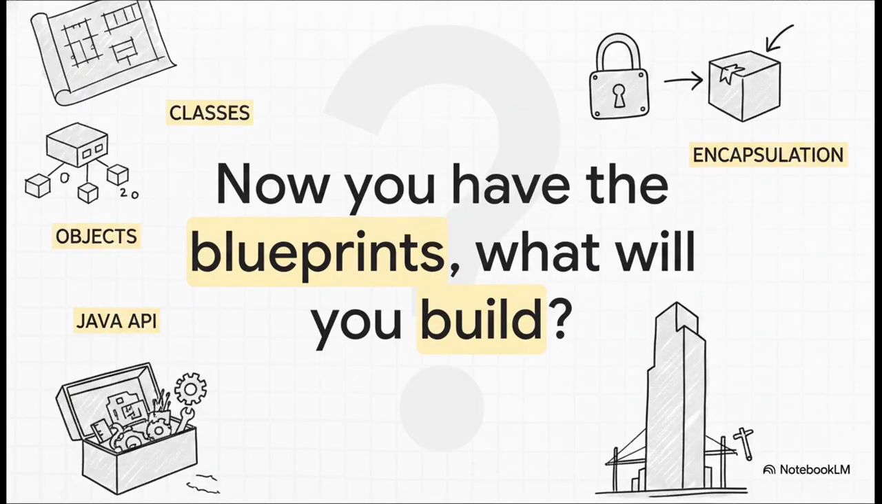We've toured the entire factory today. We've gone from drawing up conceptual blueprints as classes to allocating memory to construct real objects. We've secured our data tightly through encapsulation, and we've unpacked the massive potential of the Java API Toolbox. Fully understanding these concepts is the absolute key to unlocking the true power of Java development, which leaves us with one final, very exciting question to wrap up this explainer. Now that you have the blueprints, what will you build?